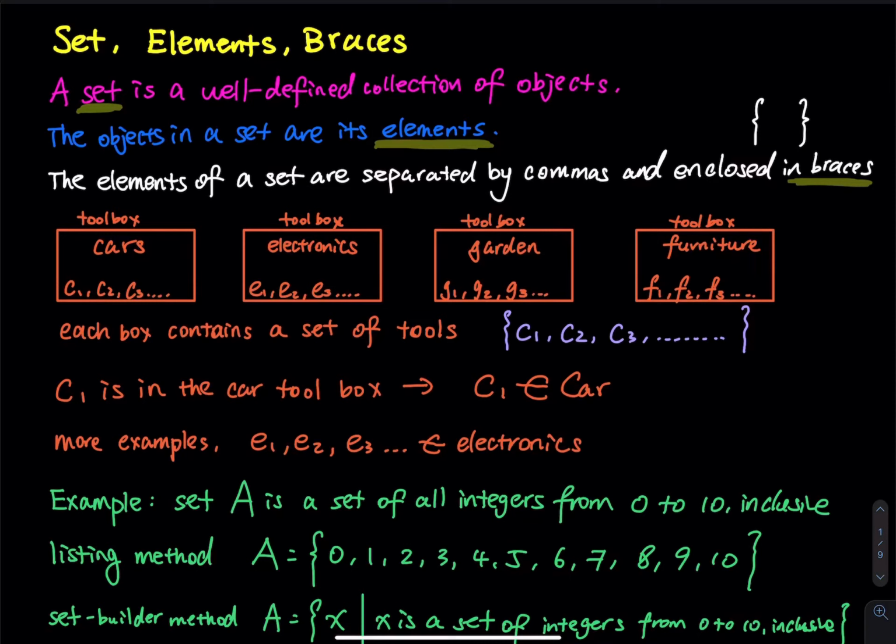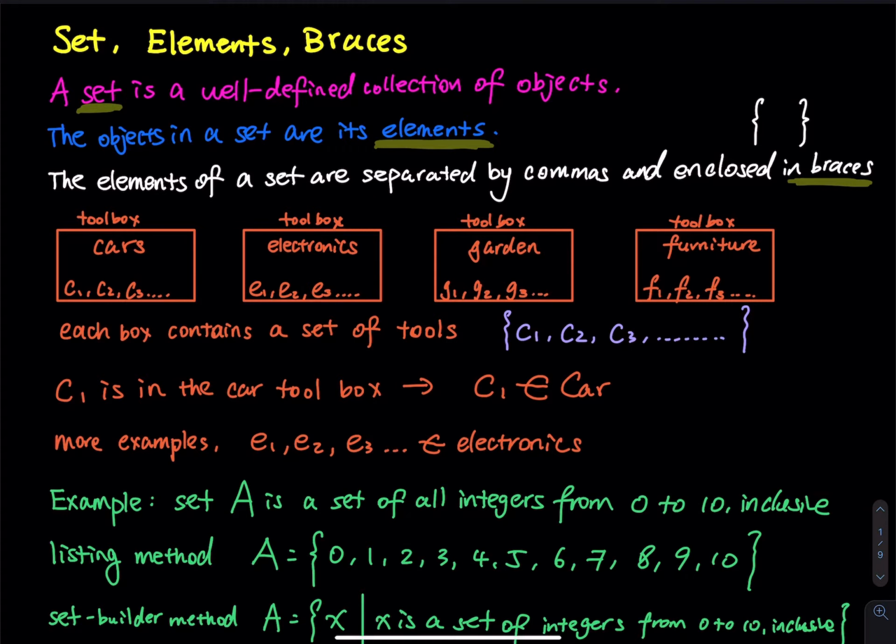Let's define three vocabularies: set, elements, and braces. A set is a well-defined collection of objects. The objects in a set are its elements. The elements of a set are separated by commas and enclosed in braces.